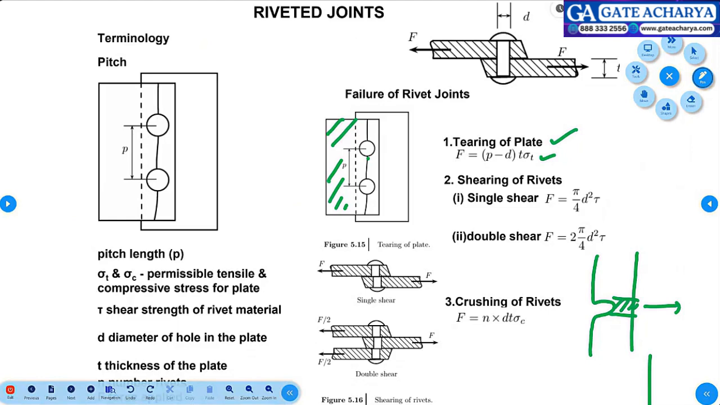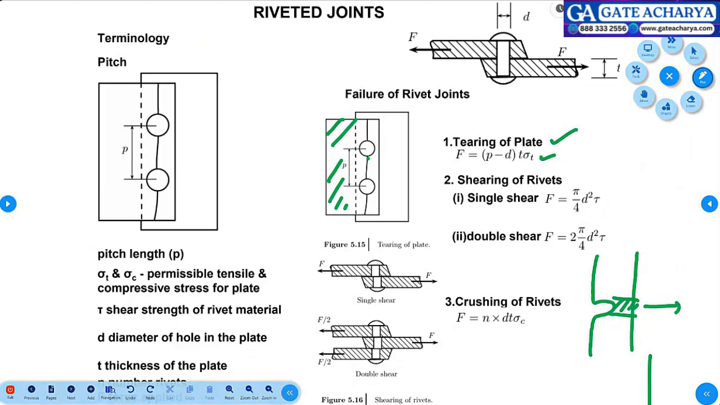So how will you get this? P, remove this distance because there is an empty space here of the rivet. So here one R, here another R. So P minus D into the thickness of the plate. That will be nothing but your tearing area of cross section.